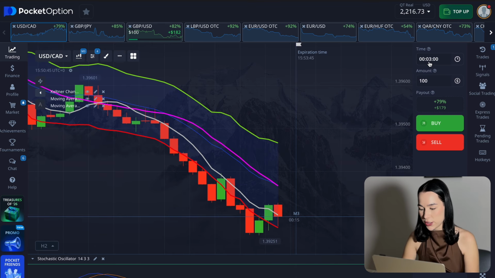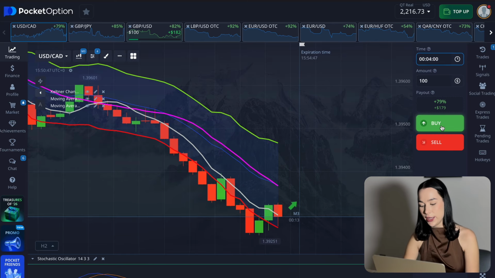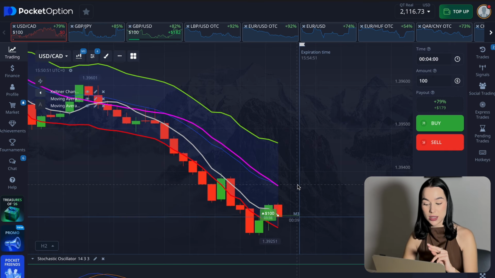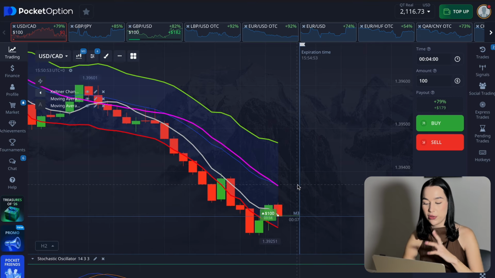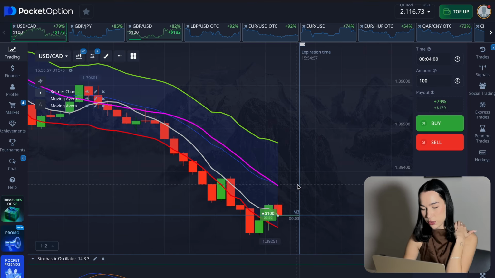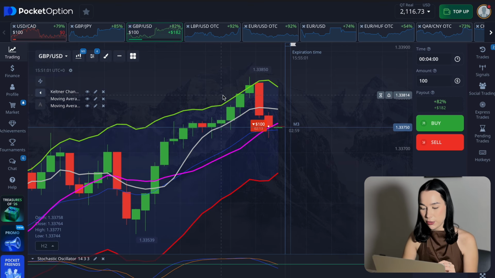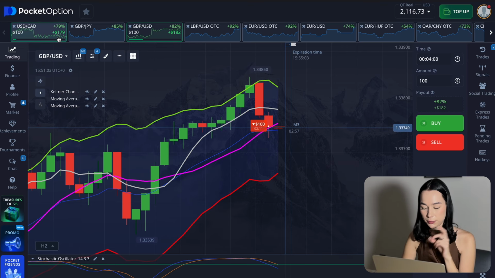So we're gonna change here the time to 4 minutes and open a buy trade for the continuation of the reversal, because we can see by the stochastic oscillator, 2 lines are crossing each other and start moving in the upward direction. We still don't have the signal from the moving average. It's absolutely normal because it's not reacting that fast. Here, by the way, it's fluctuating a little bit, but I think it's going to be fine. Here we're in the plus as well.